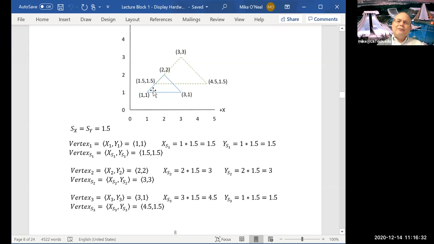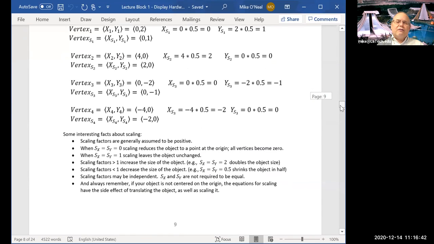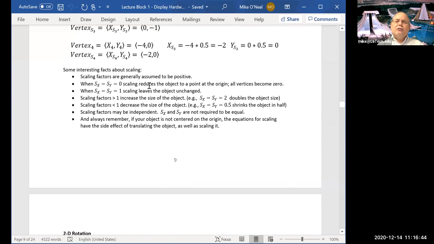If you are scaling it larger, it'll move away from the origin, and if you're scaling it smaller, it will move closer to the origin. And that's interesting because if you set your scale factor all the way to 0, basically the object implodes into the origin. Everything becomes 0. And so it's like the object falls into a black hole that vanishes to a point.